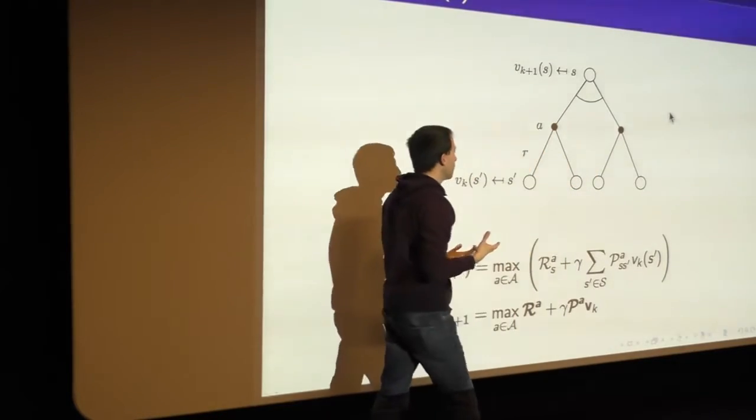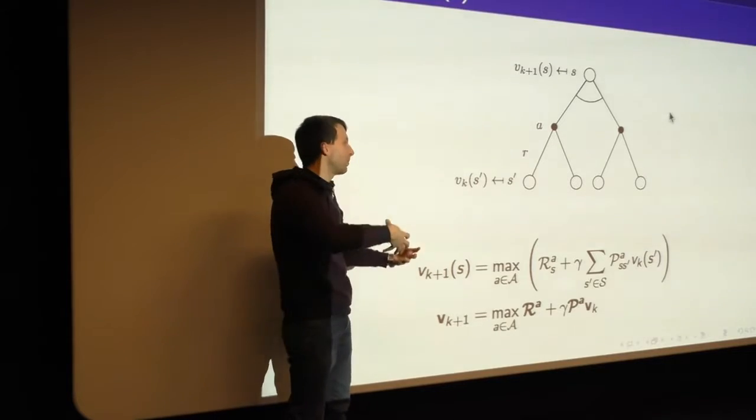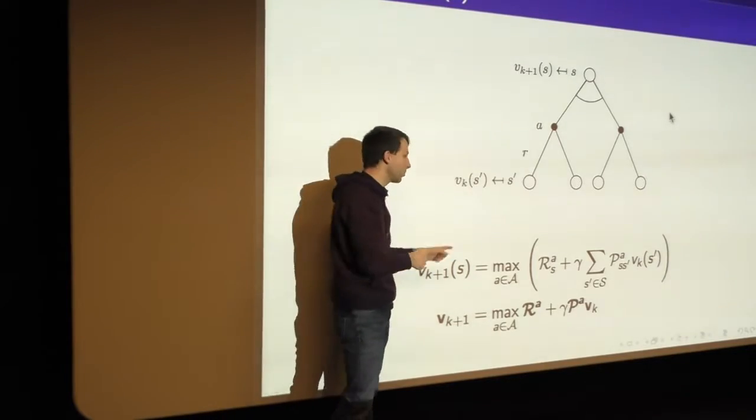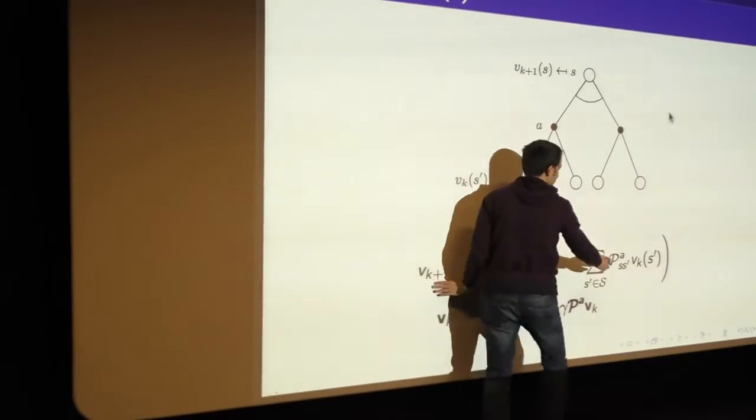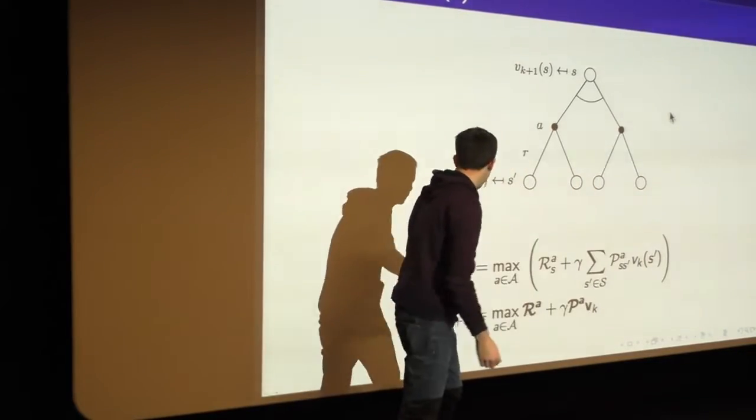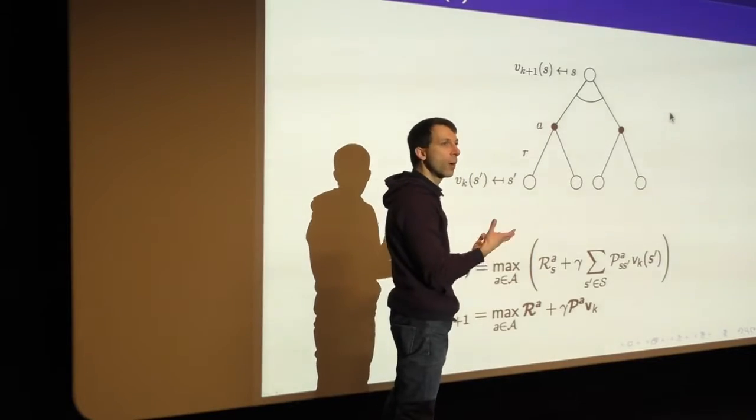What we're doing here is taking our Bellman optimality equation and turning it into an iterative update. If we didn't have our iteration indices here, if this was just v being equal to v, this would be the Bellman optimality equation.